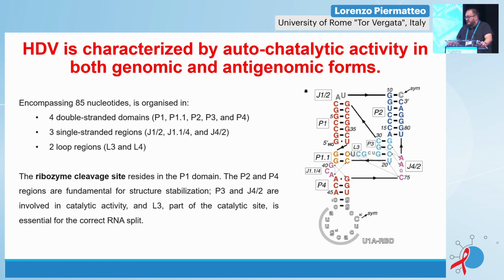And specifically, the region that makes this cut is the P1 region, while all the other regions are important for a proper fold and a proper functioning of the ribozyme.